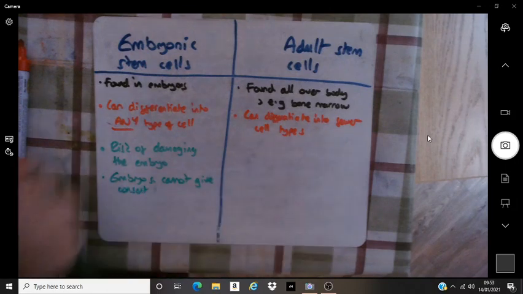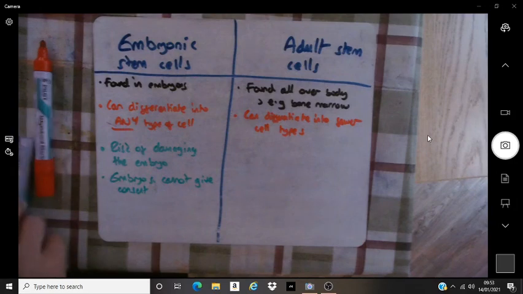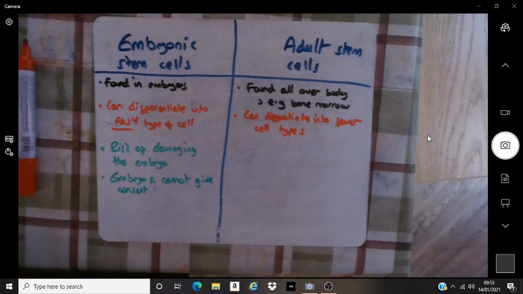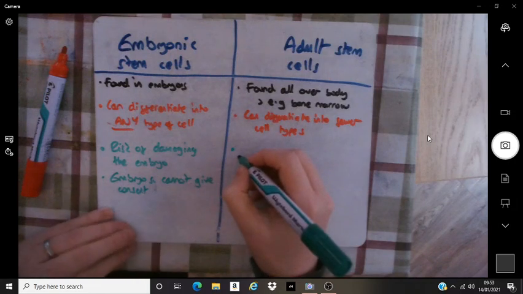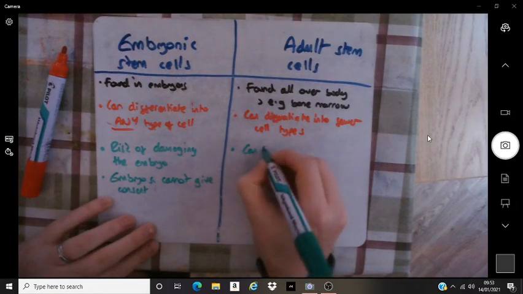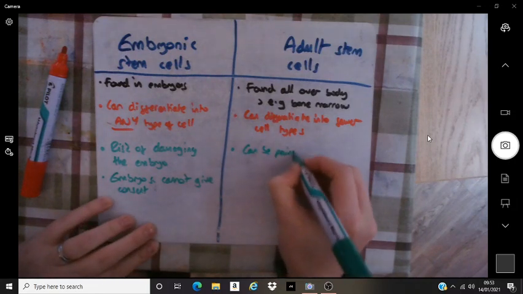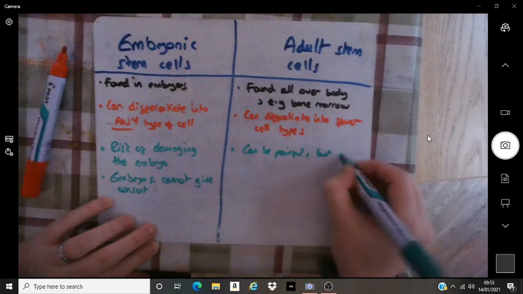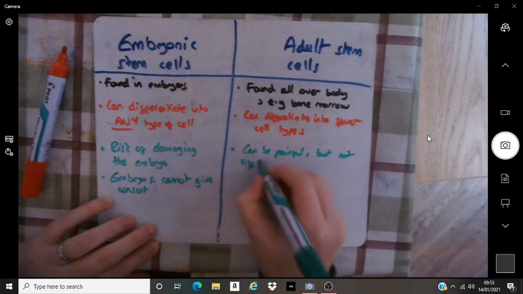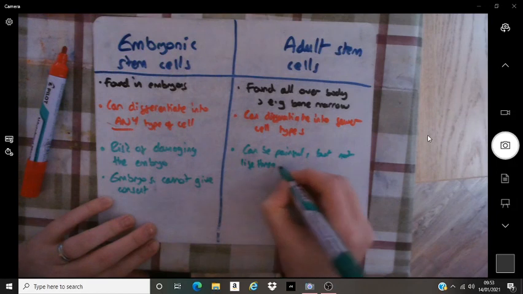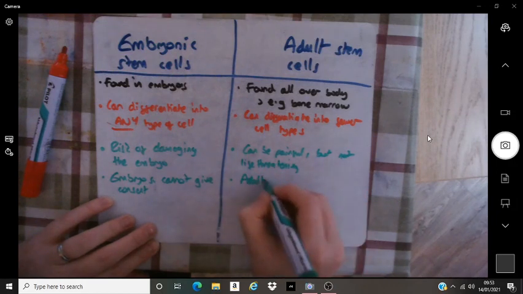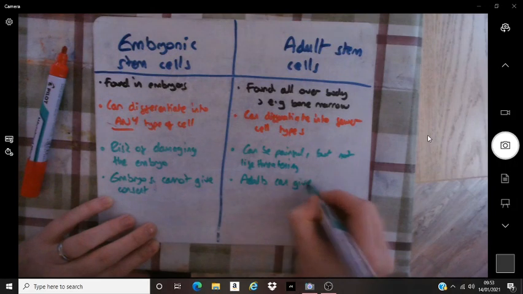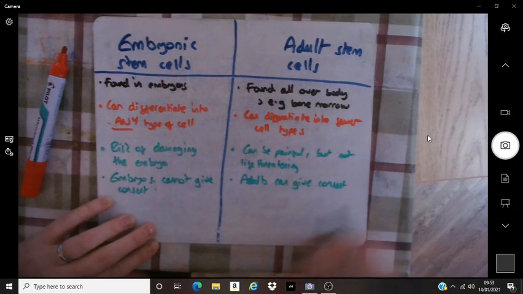If you compare it to adult stem cells and people taking your bone marrow, so don't get me wrong, taking bone marrow is quite a painful process. But it's not life-threatening taking your adult stem cells. And obviously adults can give consent. We can choose to do it or not to do it.